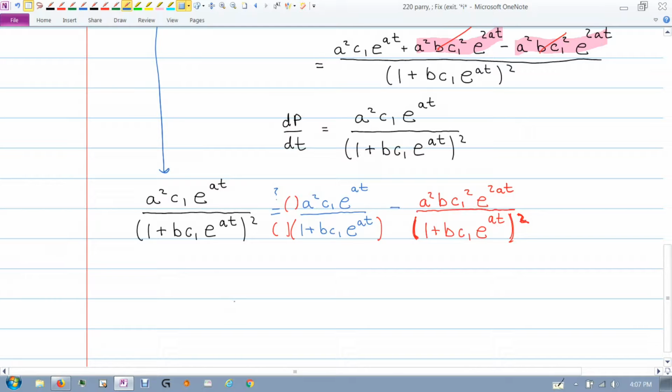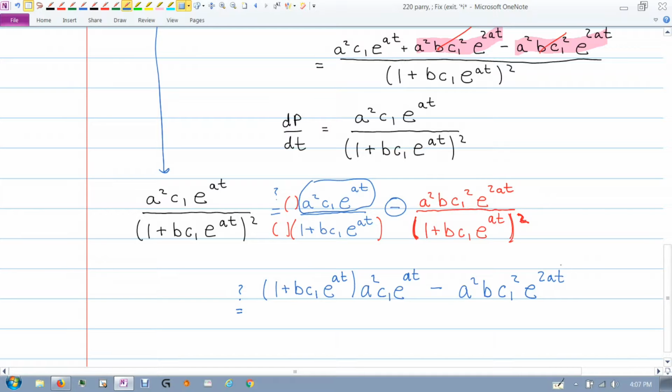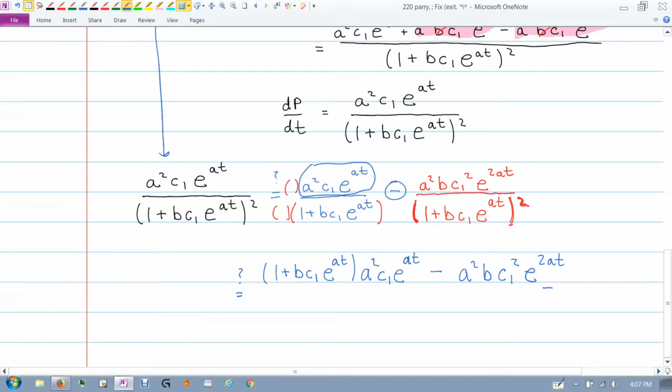My left side I'm just going to leave alone. I'm not even going to mess with it right now. But I want to know whether or not that left side is equal to 1 plus b c sub 1 e to the at times what was up here, a squared c sub 1 e to the at, and then minus, that's this, a squared b c sub 1 squared e to the 2at, all over the common denominator, which is now 1 plus b c sub 1 e to the at, that quantity squared.